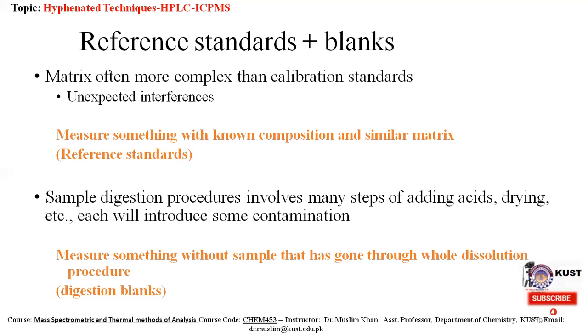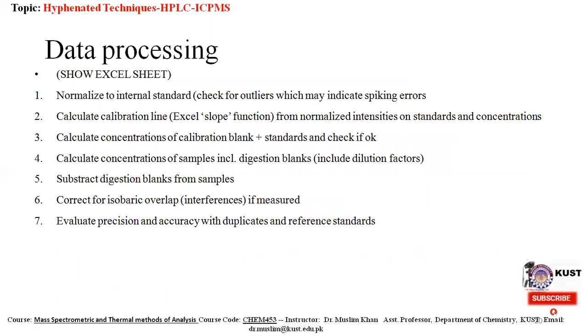Reference standard plus blank: matrices are often different and more complex than calibration standards, so you may get very unexpected interferences. So measuring something with known composition and similar matrix is a reference standard. The sample digestion procedure involves many steps of adding acids, drying, etc. Each will introduce some contamination. So measure something without sample that has gone through the whole dissolution procedure. A digestion blank is basically needed.